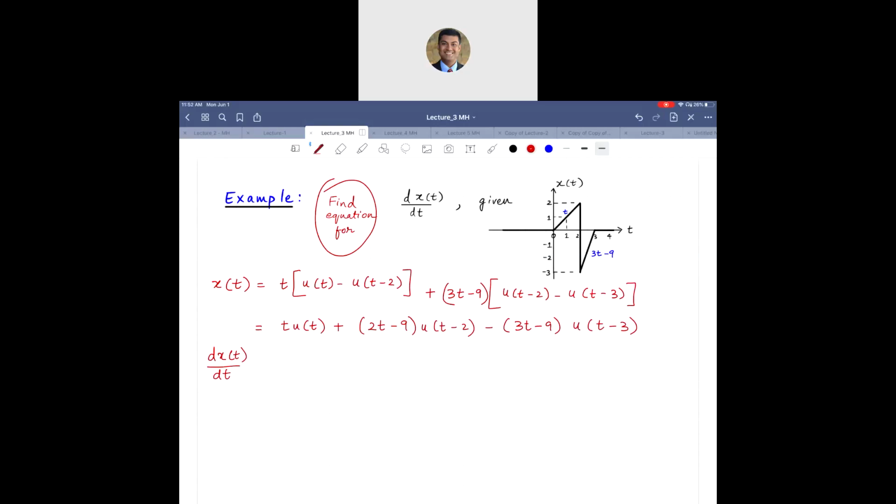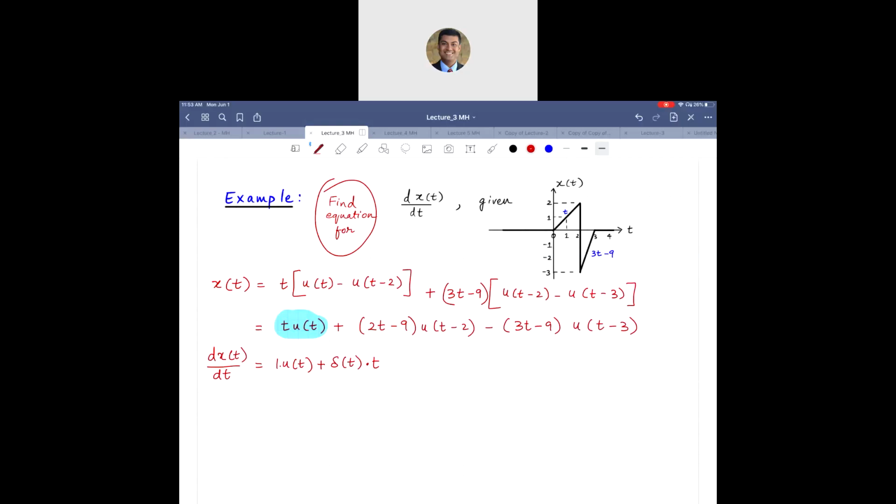So, derivative of x of t with respect to time. So what do I have? t u of t, first term, product rule of differentiation, f prime g plus g prime f. Differentiate t, you get 1. Leave u of t as is. Differentiate u of t, you get delta of t. Leave t as is. I hope you guys are following along over here.